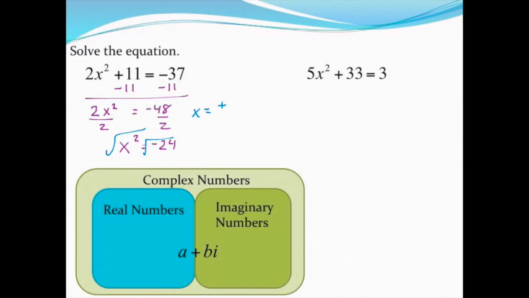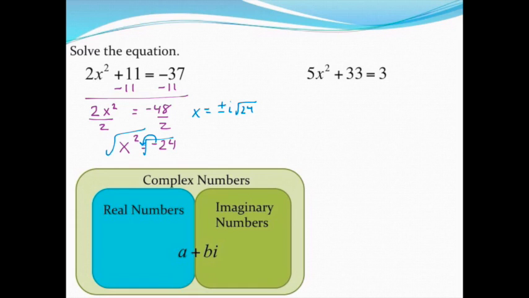I still get two solutions. I have plus or minus. What I'm going to do though is take that negative sign that's inside the square root and pull that out. I'm going to pull that negative sign out as an i, indicating that I have an imaginary answer. And then what's left inside the square root is just a positive 24. But that i is there to tell me that I do have an imaginary solution.